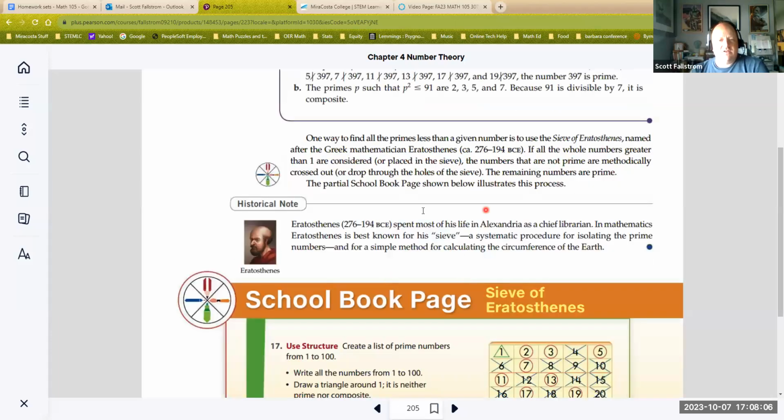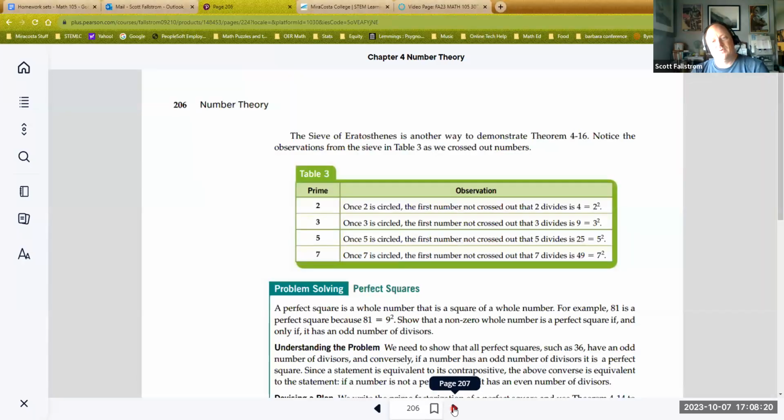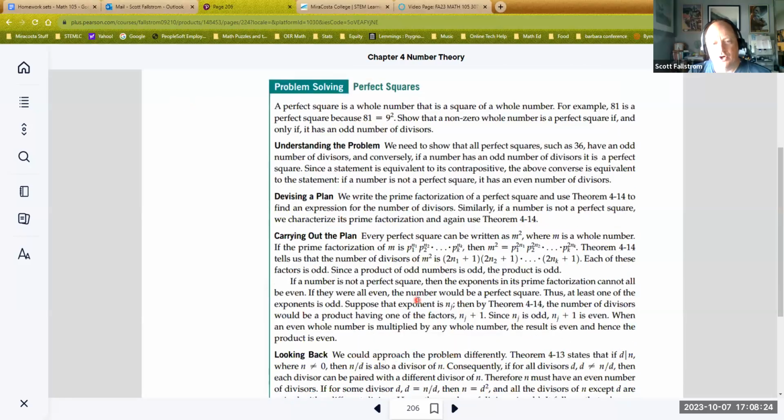Very cool. There's a talk here about a sieve of Eratosthenes. We're actually going to do something like this in class. This sieve of Eratosthenes is actually given in grade 1, where they're kind of coloring things and checking things. So we'll talk about that as we go.